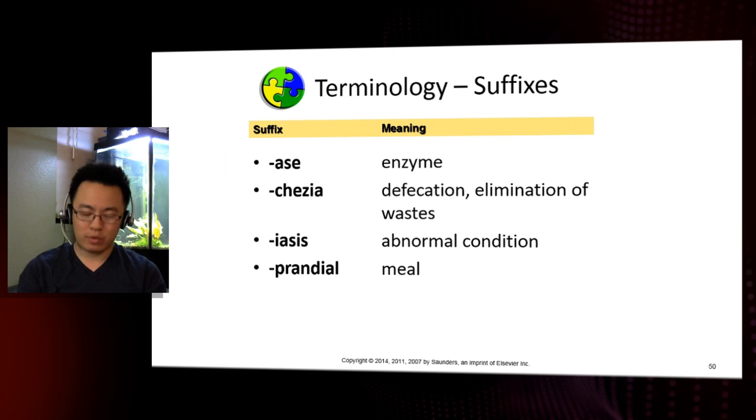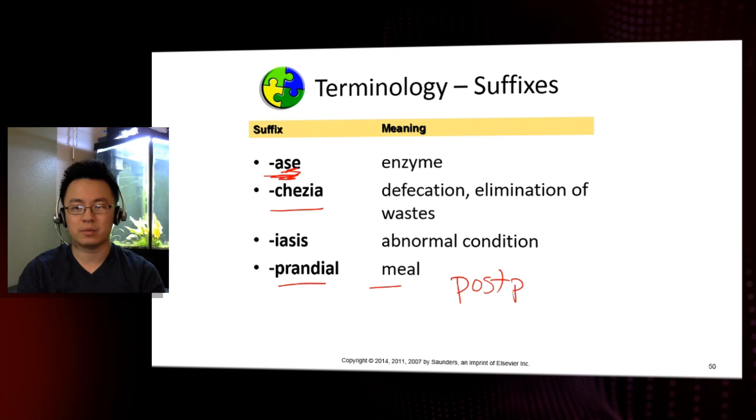All right, just to kind of review here, as I mentioned in an earlier slide, if you see the suffix is ase, that means enzyme. Chezia here means defecation, elimination of waste, and prandial here means meal. For example, postprandial means pertaining to after meals, or just after meals. Or preprandial means before meals.